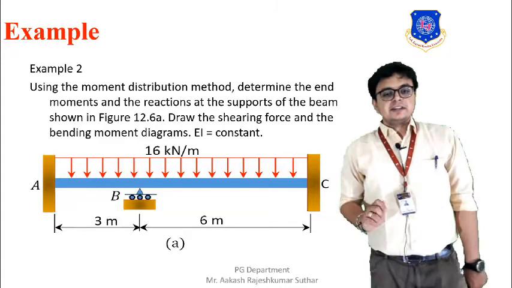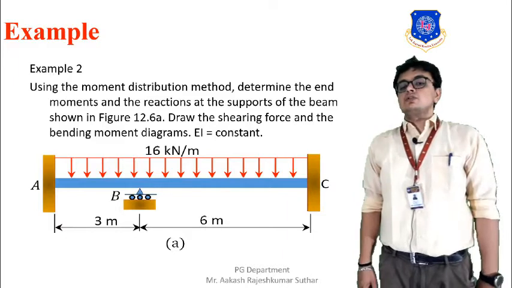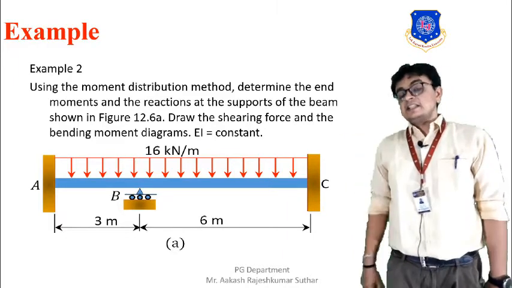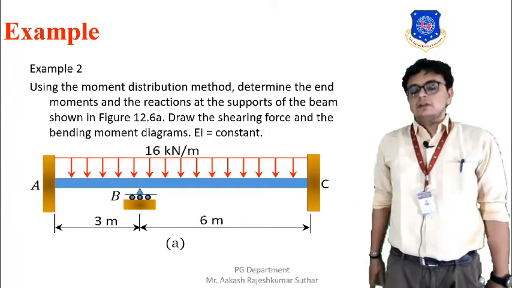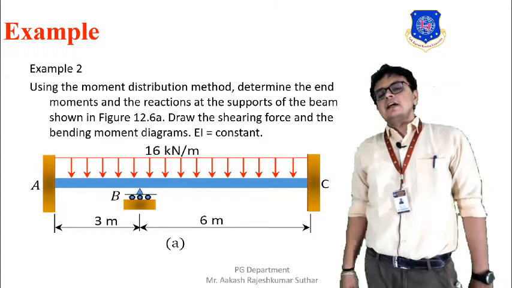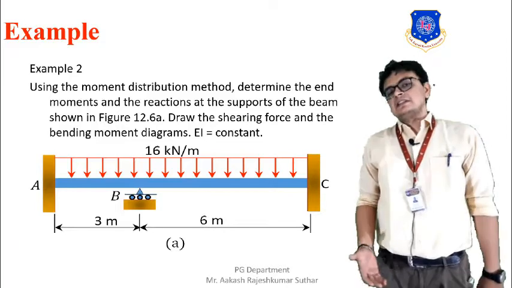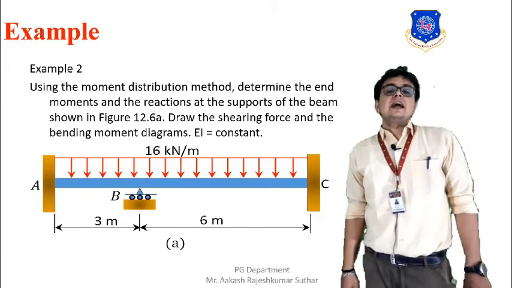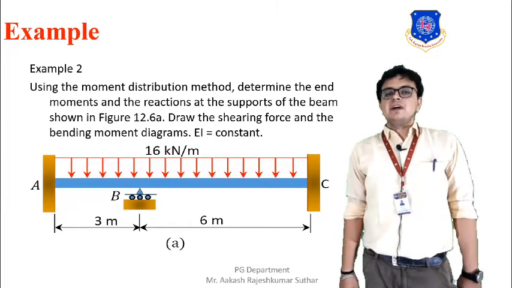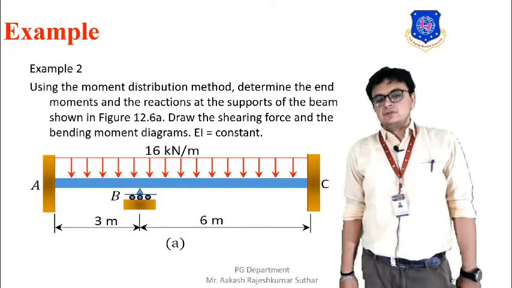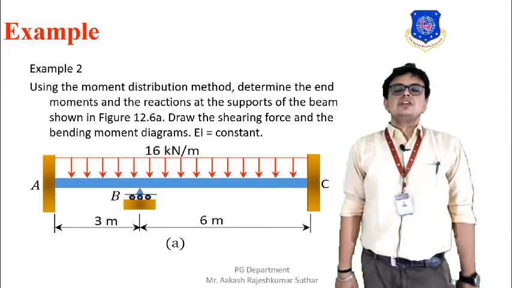After that we have the loading. You can see over here that we have a uniformly distributed load of 16 kilonewton per meter intensity, and it is acting over the whole span of the given beam. The span of the beam is 9 meter. So this is the data given, and we have to solve it with the help of the moment distribution method, find the bending moments and the shear force, and at the same time draw the bending moment diagram and the shear force diagram.